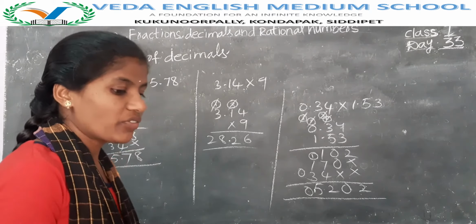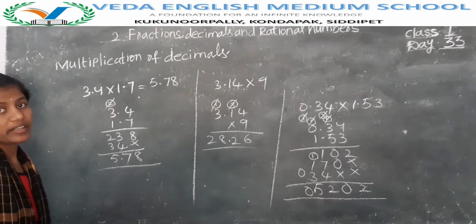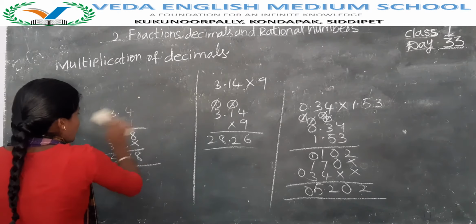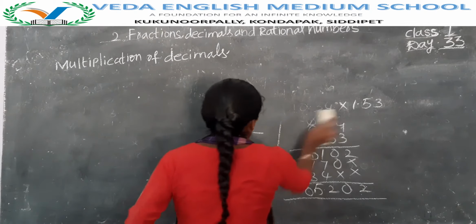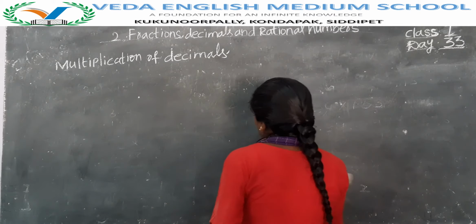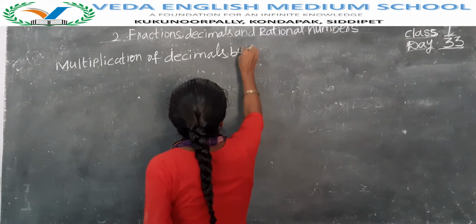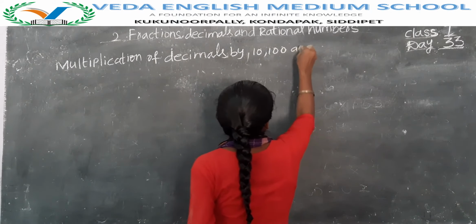Now if you have only two decimal numbers, you have to multiply like this. Then multiplication of decimal numbers by 10, 100 and 1000. If you have 10 or 100 or 1000, how to multiply directly? Now, multiplication of decimals by 10, 100 and 1000.